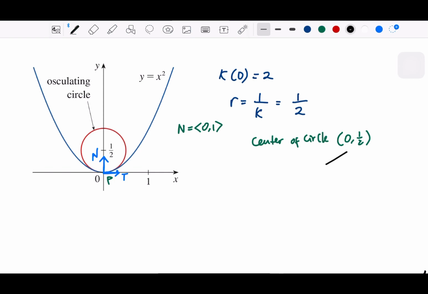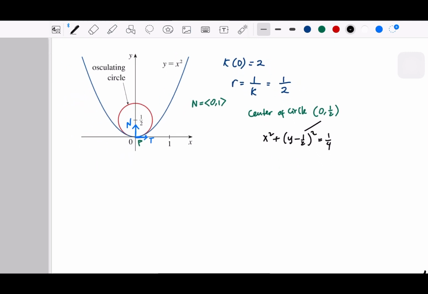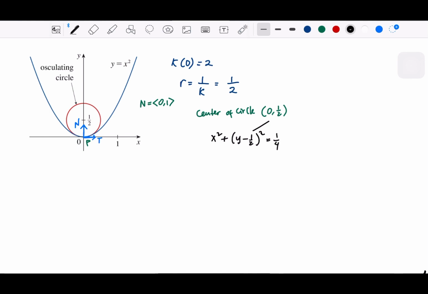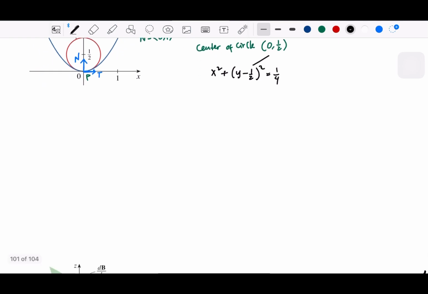And from here we can write down the circle formula, which is the circle graphed on the left side. Okay, this is just to note that when we have the parabola and we can find the curvature, then we can also graph the circle.